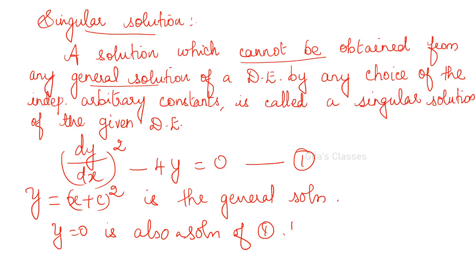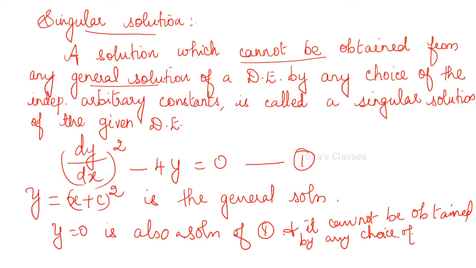Therefore, it cannot be obtained by any choice of c in equation number 2. Therefore, y is equal to 0 is a singular solution. Okay, understood. And how to find the singular solution from the general solution by differentiating with respect to c and all, we'll see when we do the problems.